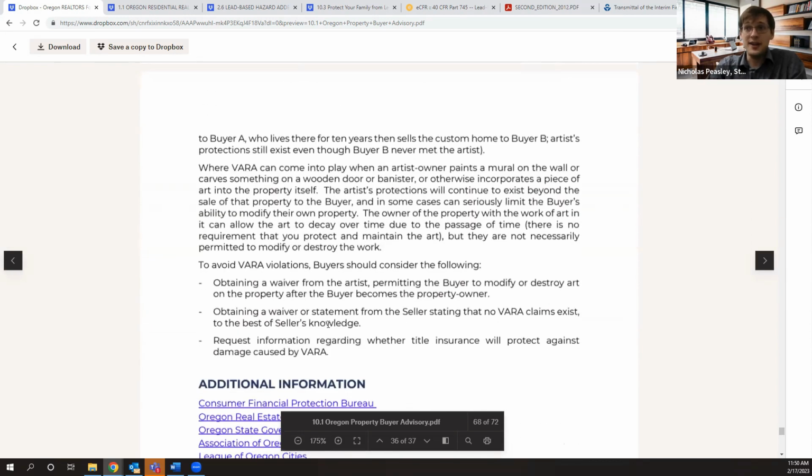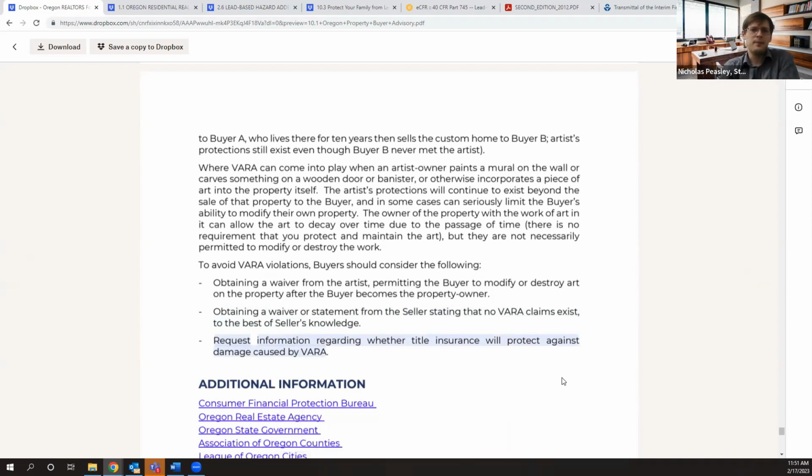What we advise in general is if there is art on the wall in the house, if there's a sculpture, if there's something that counts as art in the house, you should get a waiver from the artist if you can, that allows you to own, modify, and or destroy the work of art after you become the property owner. Get a waiver or something from the seller stating that they understand to the best of their knowledge there are no Visual Artists' Rights Act claims on that property, so they don't know of any claims on the art. And also just generally request information from your title insurance as to whether or not they will protect against VARA claims.